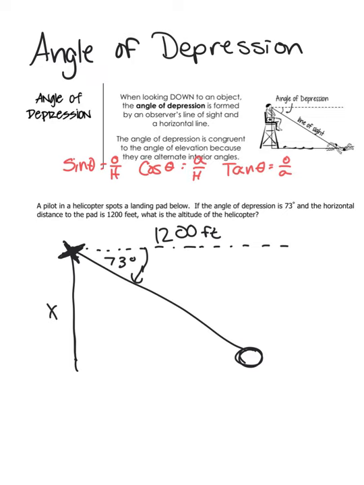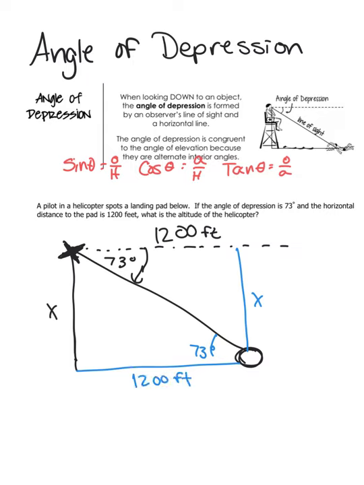Remember that I can finish off this rectangle like so. And opposite sides of a rectangle are congruent, so this is also x. Remember that these two angles are congruent, so this angle down here is also 73 degrees. I can use either angle or either triangle to solve this problem. This base down here is also 1,200 feet because that was my horizontal distance.